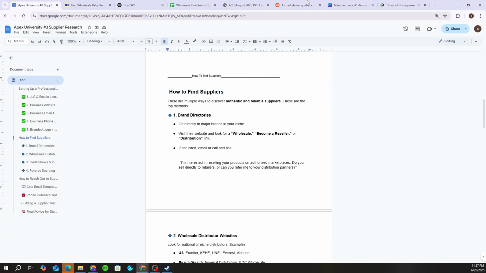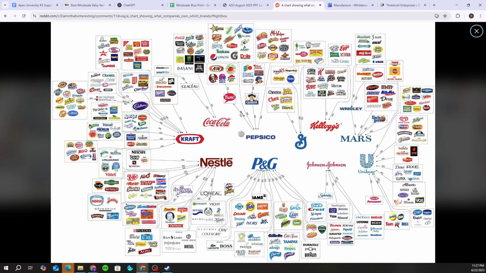Now, without further ado, before I actually break down how to find suppliers, there is something that I would like you guys to understand. What you guys see right here is a spider web of brands and their parent companies. It is very important to understand the logistics behind this business because this is everything that you must first understand before diving into it.